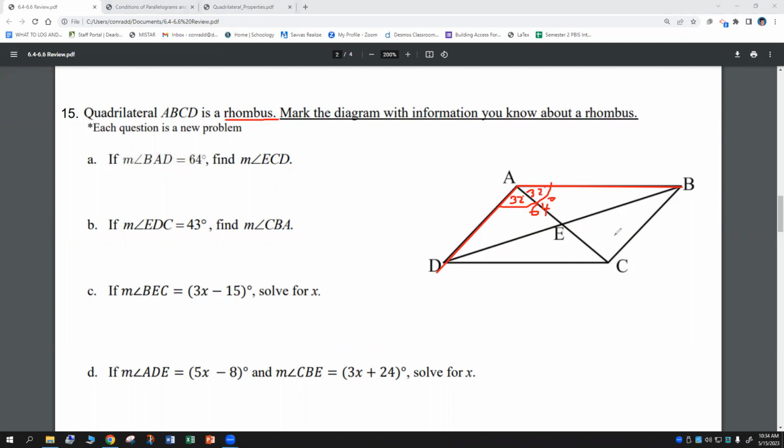Okay, and then the ones across, since opposite angles are congruent in a parallelogram, we're going to have 32 and 32. So the measure of angle ECD, this angle right here, is 32 degrees. The big one's 64. Each one individually is 32.